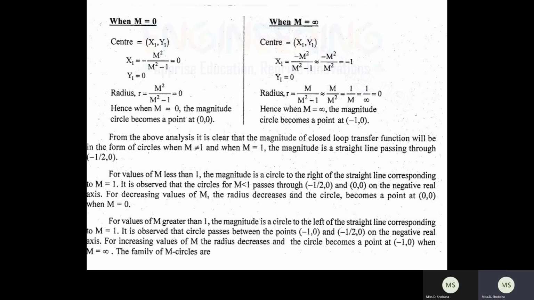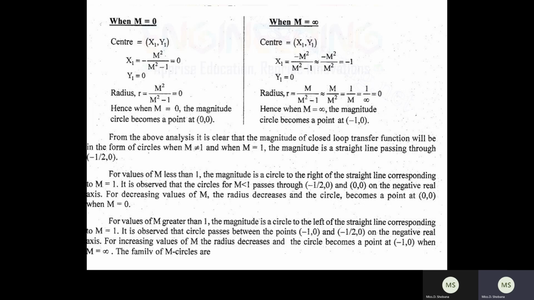For example, in this equation, if you substitute M equal to 1, then a straight line will pass through x equal to minus 1 by 2 and y equal to 0.